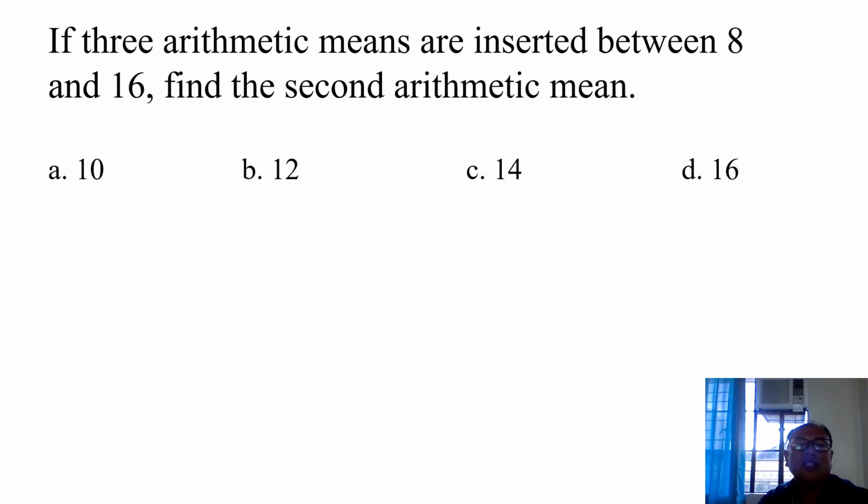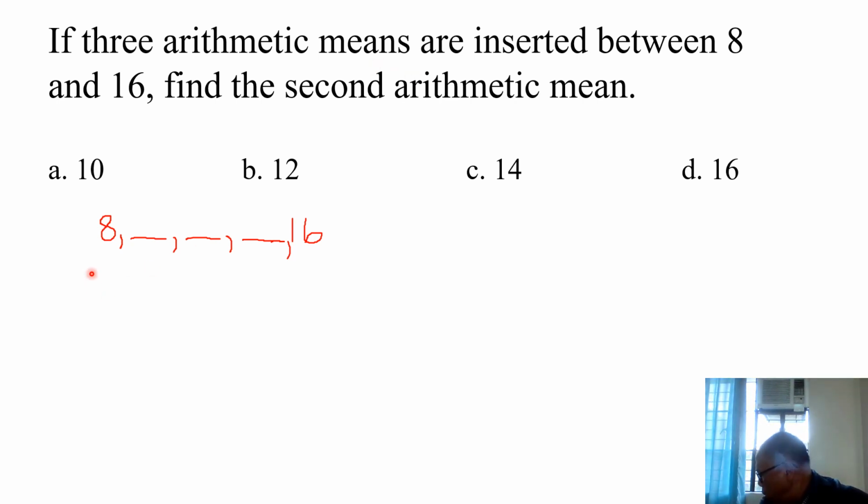So let's proceed to the next. If three arithmetic means are inserted between 8 and 16, find the second arithmetic mean. Again, we are going to write the problem this way. Since we are given that the two extremes are 8 and 16, and we are asked to insert three arithmetic means, it looks like this: 8, blank, blank, blank, and then 16.